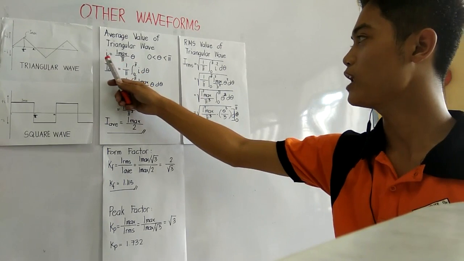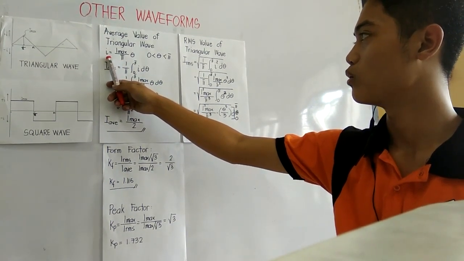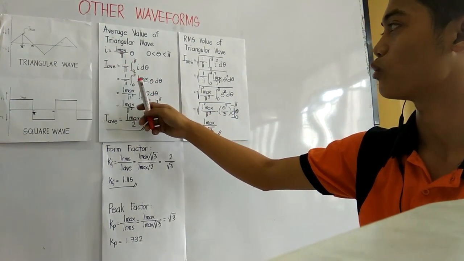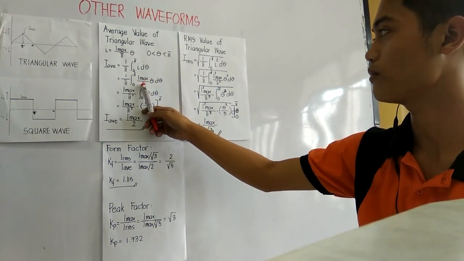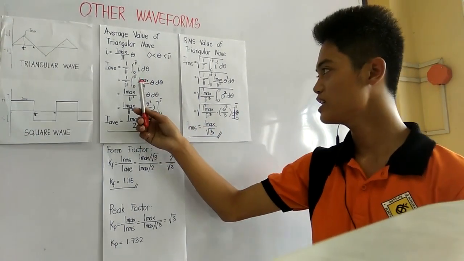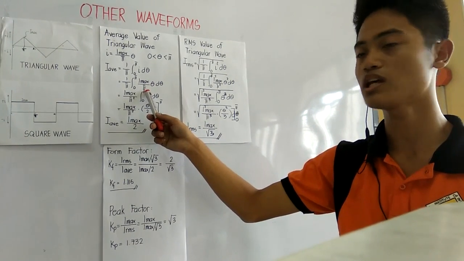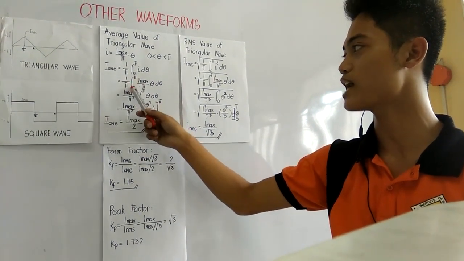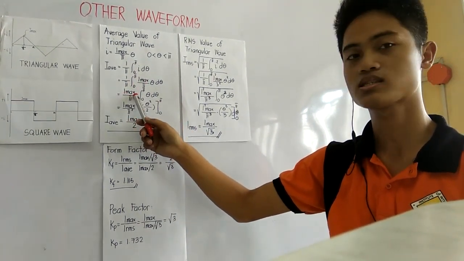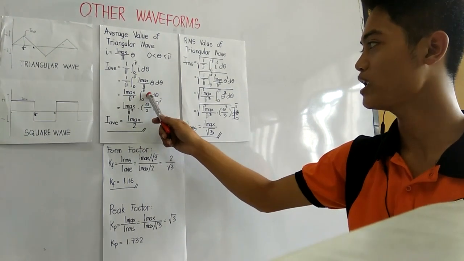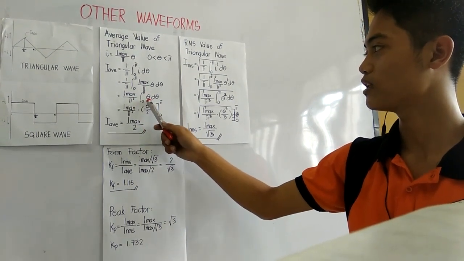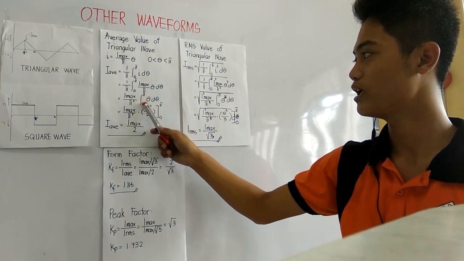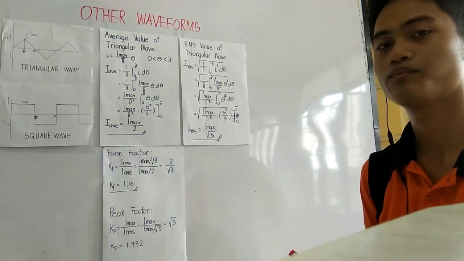Since we have a value of I here, we will just substitute its value. So here, I max over pi. Since this I max over pi is a constant term, we need to extract it from the integral sign, making it I max over pi squared, remaining integral of theta d theta from limits 0 to pi.